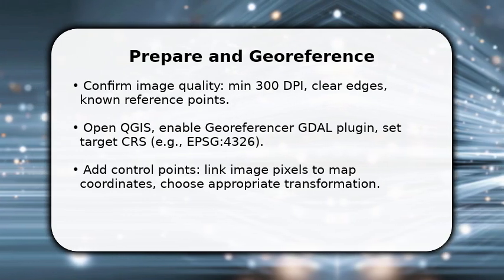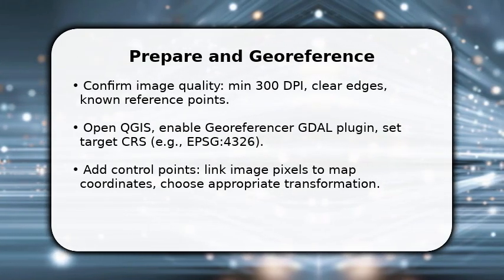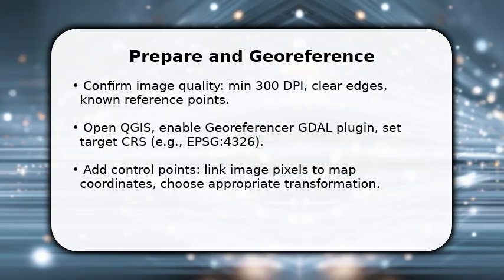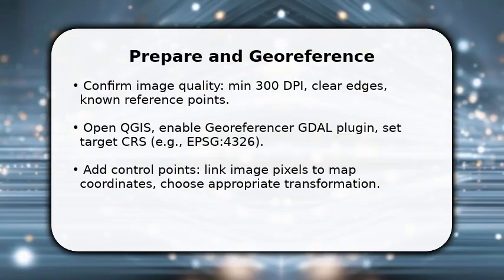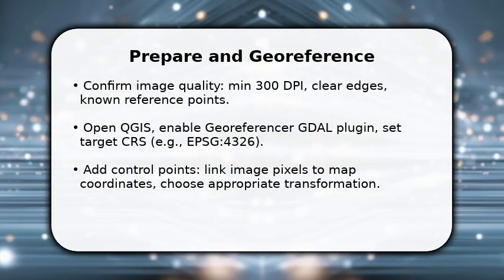Once you have at least 3 well-spread control points, select a transformation type that matches how the image was captured and run the georeference to produce a correctly located raster.